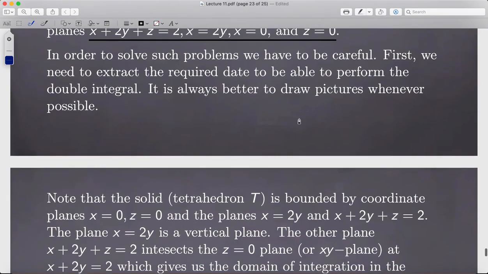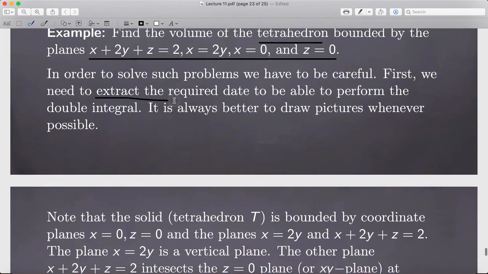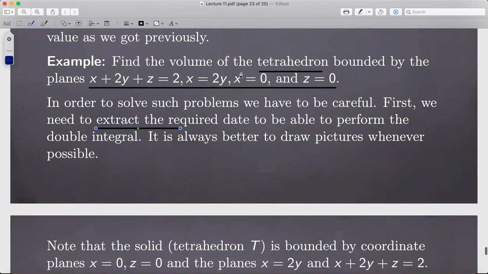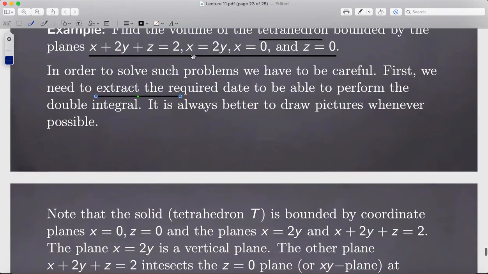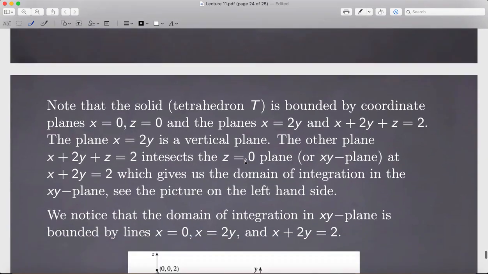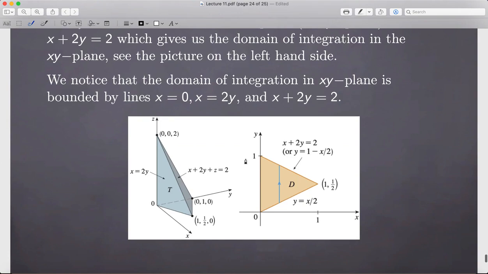Whatever I have written here is what I am speaking. You need to first determine, since these are just equations of planes, which surface you are going to integrate over and over what kind of domain, correct? That is the data you need to extract from the given wording of the problem. So it is clear that the surface is determined by this, and these are the planes. You draw them, and then you see what is the part in the xy plane over which you are taking the integral. I will straight away go to the picture.